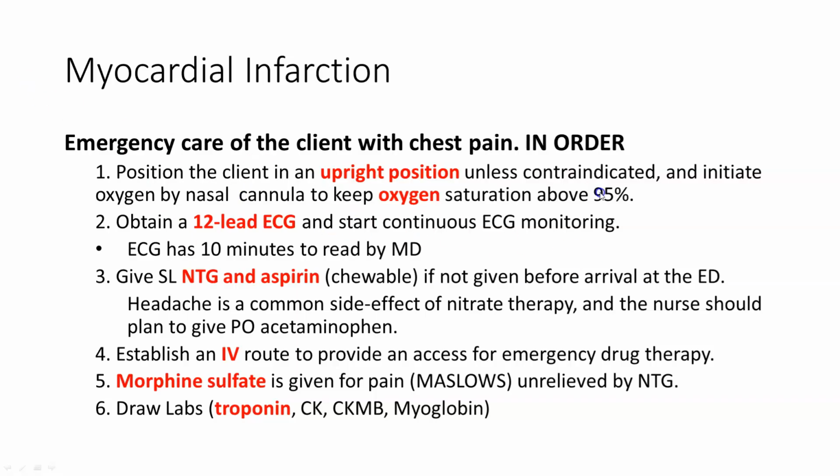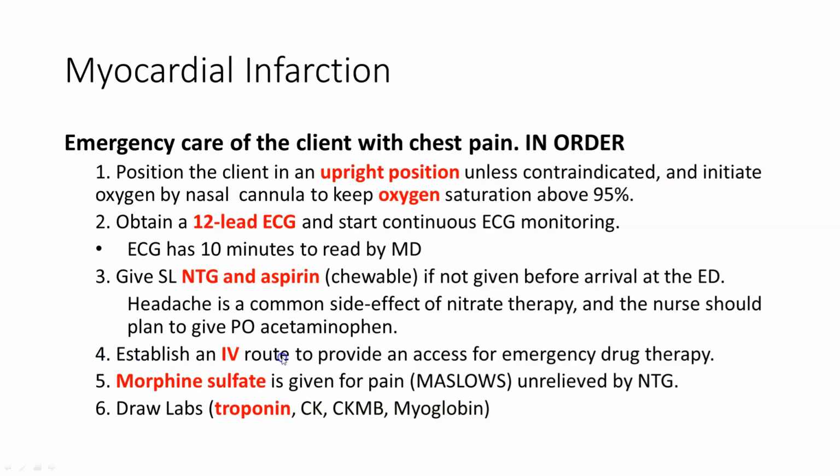So, emergency care of our client with chest pain, sit them upright. Give supplemental oxygen. Try to get those sats to 95. Don't chase the ghost. If you can't get them, but they're above 90, you're probably okay. Obtain a 12 lead. It needs to be read within 10 minutes by the MD. If sublingual nitro and aspirin have not already been done, we can do those things, but again, that's where you're going to have to get good information from both the client or the client's family and from your EMS crew.